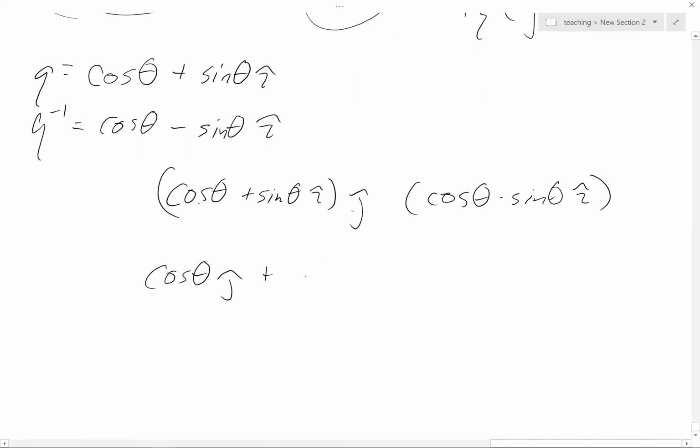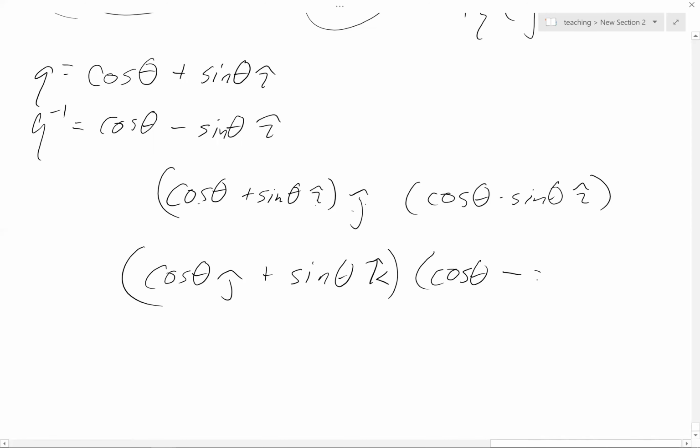Sine theta times, so I've got sine theta. If I do I times J, dot product 0, I mean, everything's 0. Basically, all I got is what is I cross J? I cross J is K, right? Okay, so that's the first one.